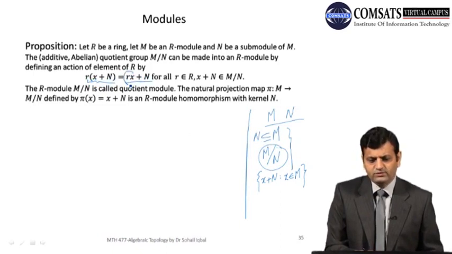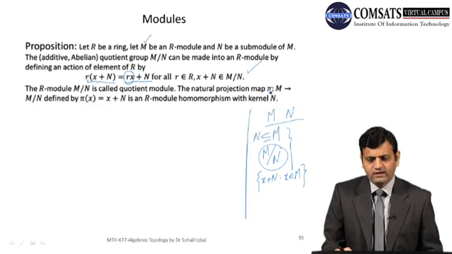Here r into x is well defined because M is an R module, so x is an element of M, and r into x makes sense. That's how we define it, and this R module M quotient N is called the quotient module.